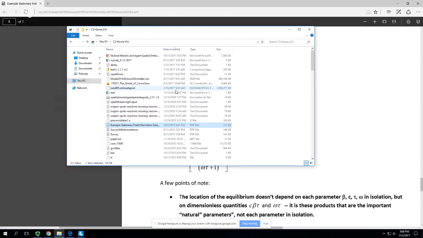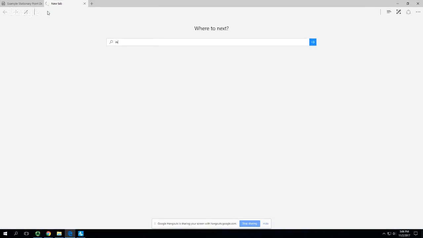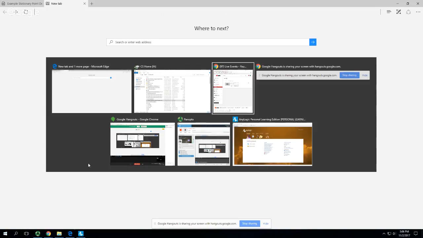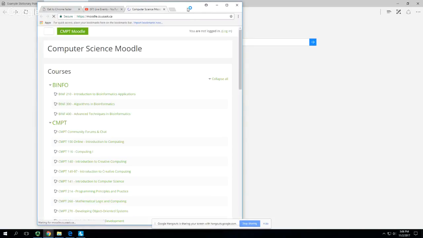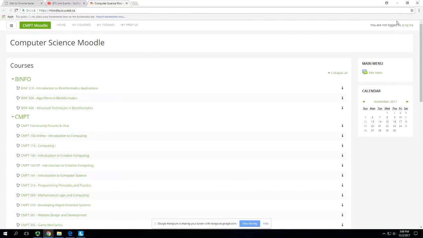It may be that it's treating it as read-only or something silly like that. So we'll try this again. Because I'm using this lab computer, I'm having a bit of a difficulty. So let me go to Moodle and just do that. Let me get to Chrome, Moodle, yes, and here we go, log in.